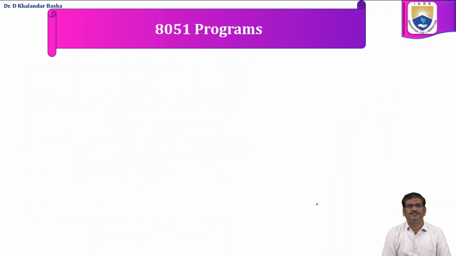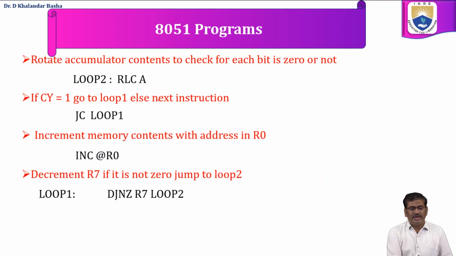So now we will check whether the bit is a 0 or not by shifting or rotating towards the left side or right side by using the RLC instruction, rotate left with carry, on the accumulator. Then we will check the carry flag. If carry equals 1, no need to update the count, so we go for the next iteration. If the carry flag equals 0, then we have to increment the 60H location by using the instruction INC @R0.